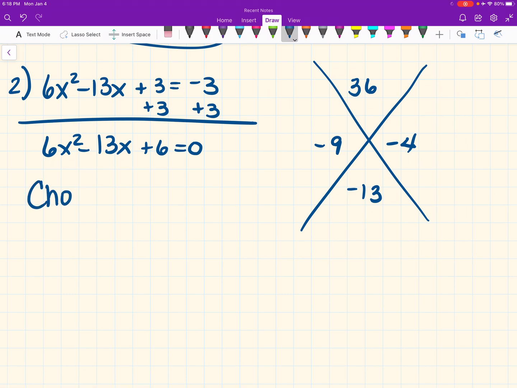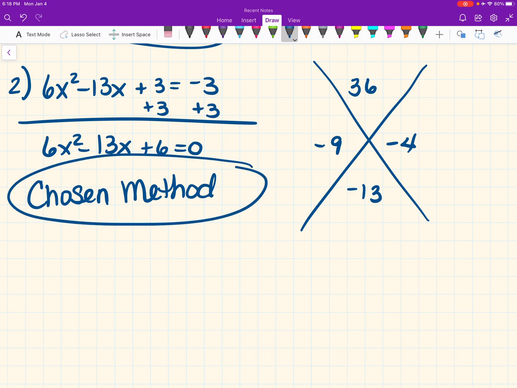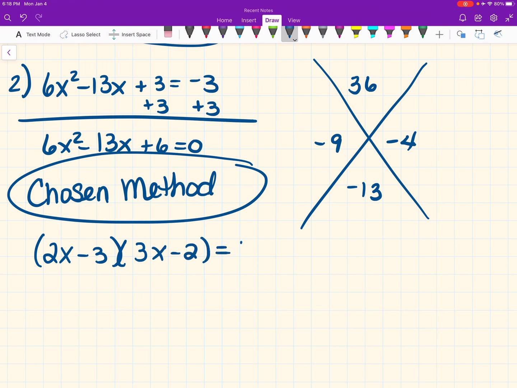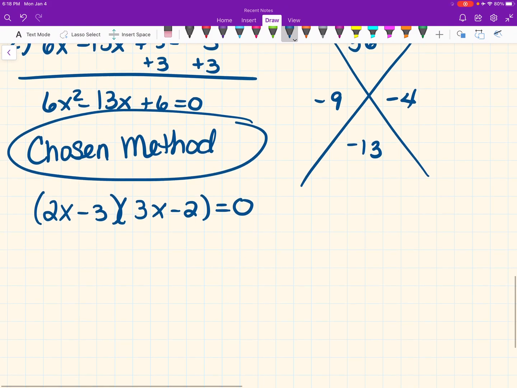Now here's your chosen method. I'm not going to do this with you. Like I said, if you don't know how to factor, you need to go back. You need to come see me to get some practice, or you need to go back and watch the videos. So I'm just going to go right to my factors: 2x minus 3 and 3x minus 2. Again, the order doesn't matter. Okay? And I use grouping because that's my favorite method, but I'm not going to go through all the methods with you.